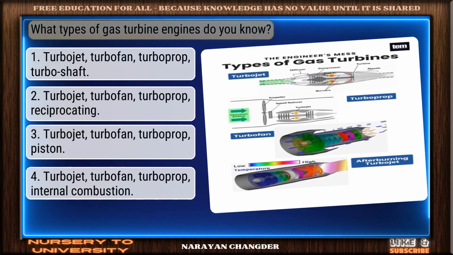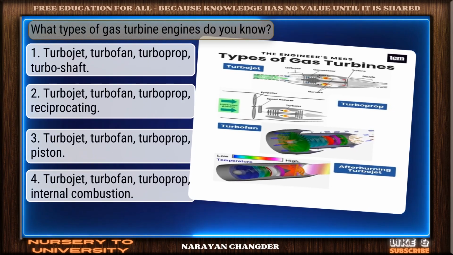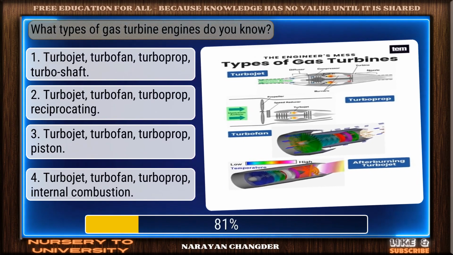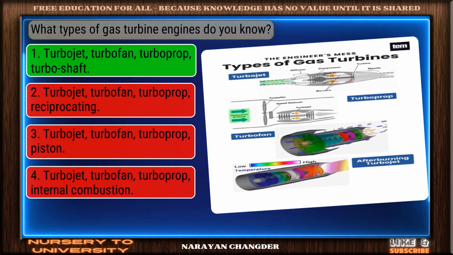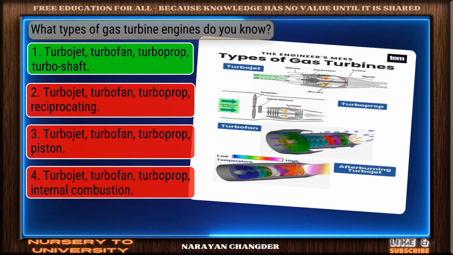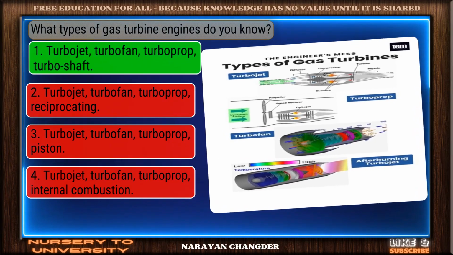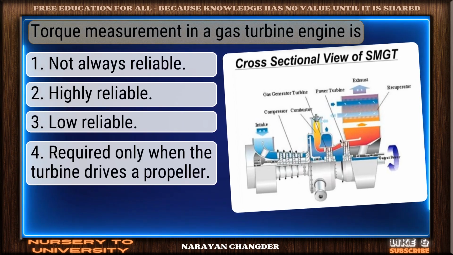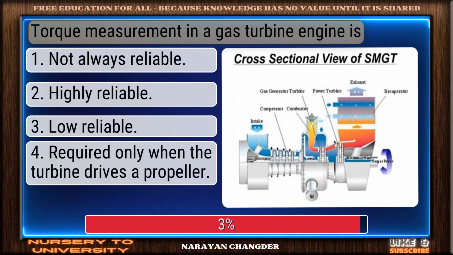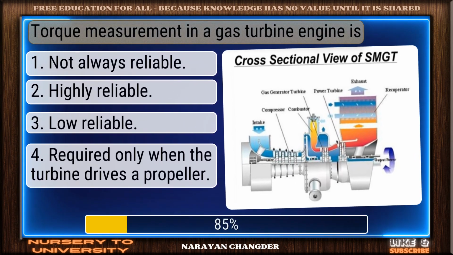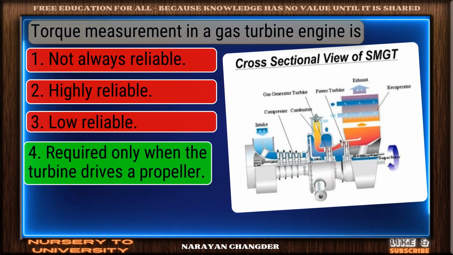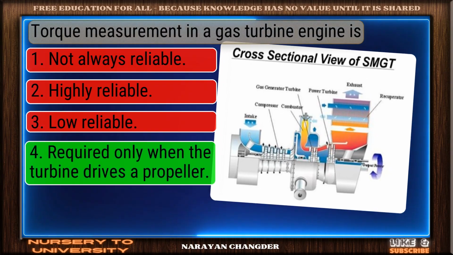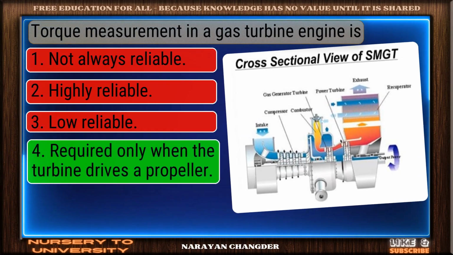What types of gas turbine engines do you know? Right again. Turbojet, turbofan, turboprop, turboshaft is a valid answer. Torque measurement in a gas turbine engine is... Good job. Your answer, required only when the turbine drives a propeller, works well here.